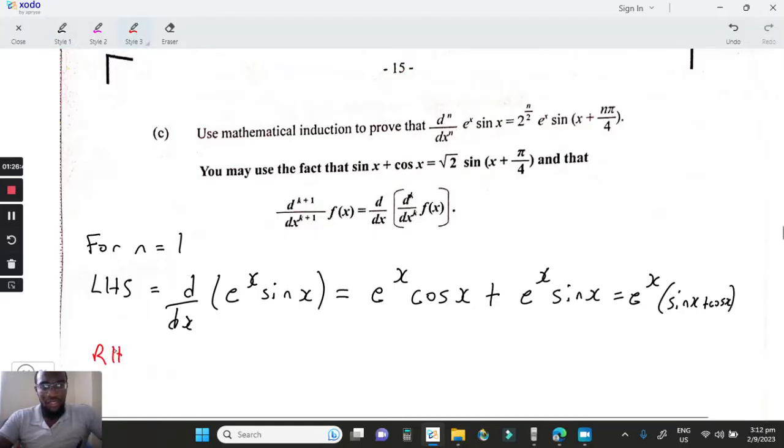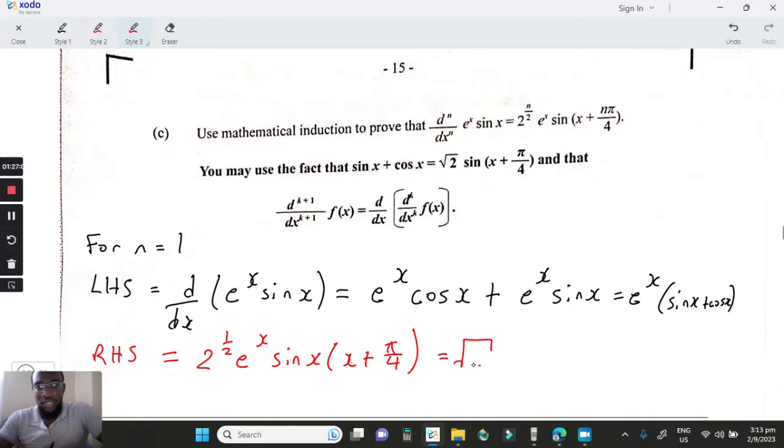Now your right hand side is going to be, when n is 1, when we put n is 1 there, you get 2 to the 1 over 2, that's 1 over 2, e to the x in bracket sine x in bracket x plus, this is n is 1, that's pi over 4, this is your right hand side. Now this is really square root of 2, so that's square root 2 e to the x sine, oh it's not sine x, it's sine in bracket.